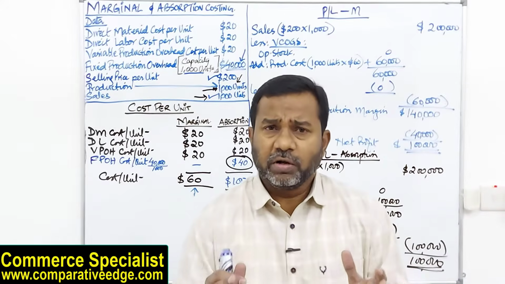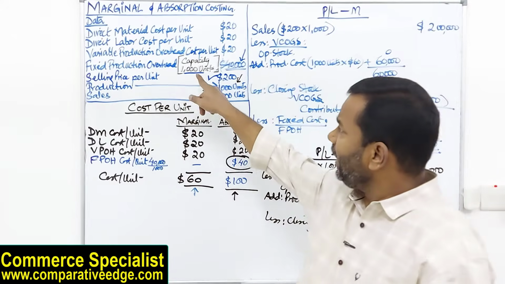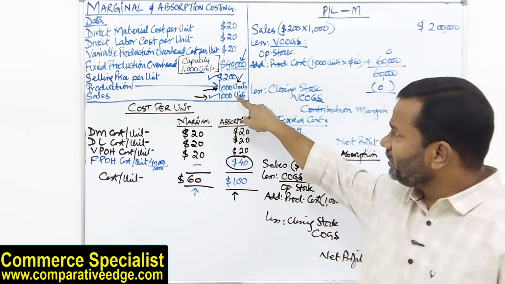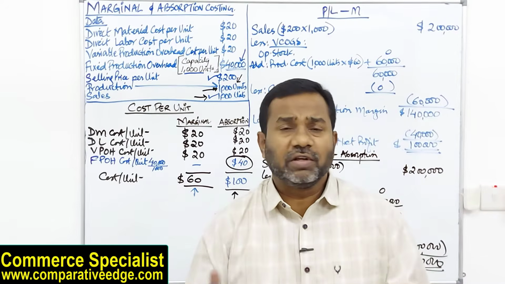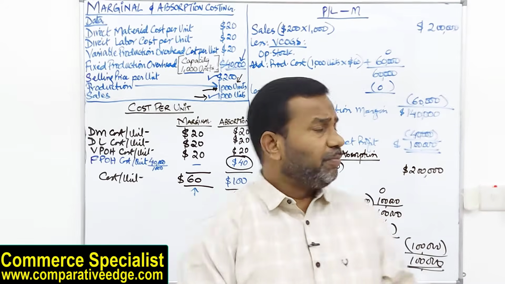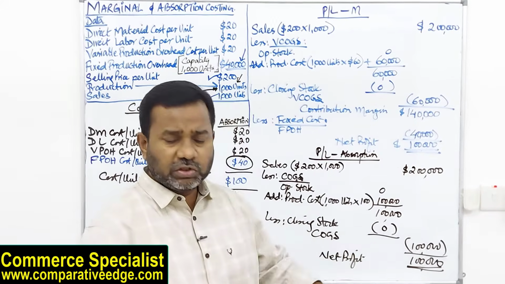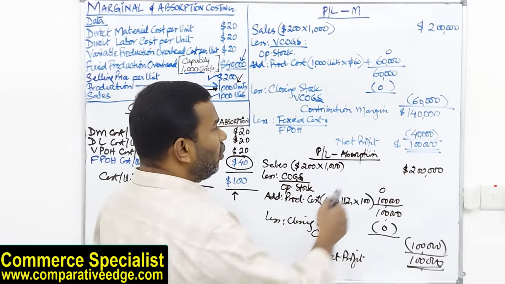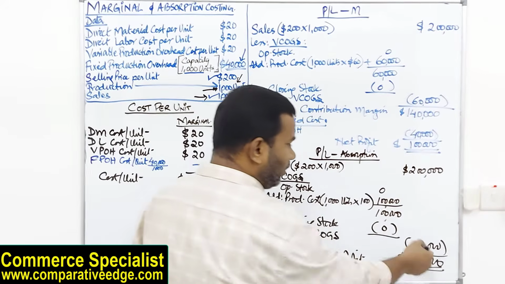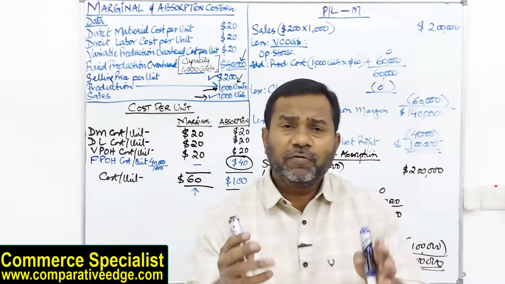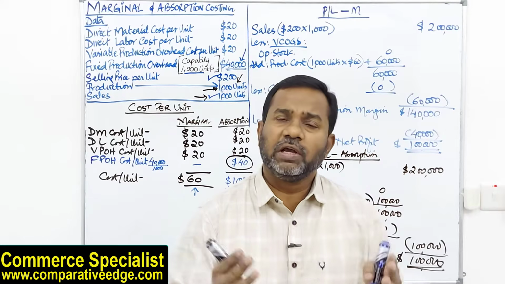Now, some important observations. When your capacity, production and sales are the same, in other words, there is no opening stock and no closing stock, profit under marginal costing and absorption costing will also be the same. If you look at the profit under marginal costing, 100,000. What is the profit under absorption costing? 100,000. Why is profit under absorption and marginal costing the same? Because there is no opening and closing stock.